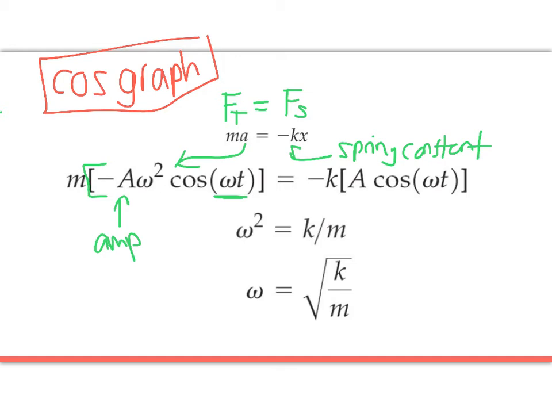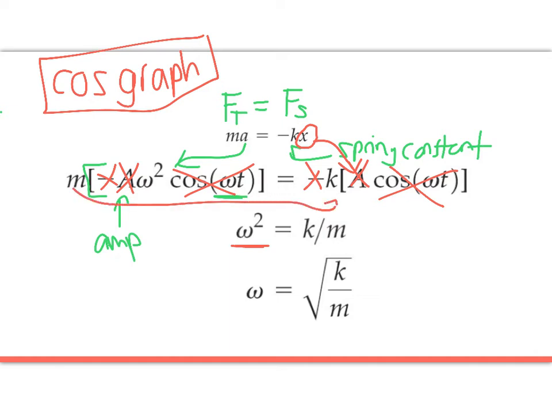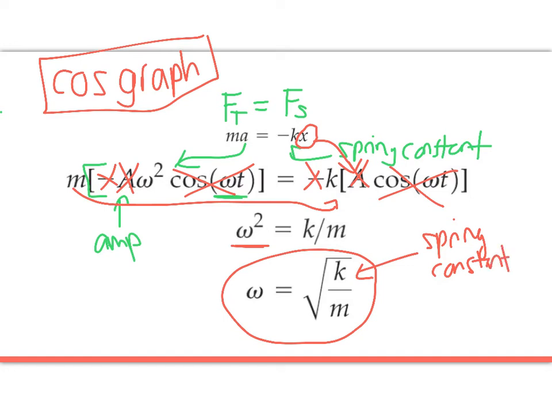On the other side, we have negative k, we'll keep that there. And then from the previous slide, we have cosine of angular velocity times time. That's giving us this x. Now from here, we can actually cross a lot of things out. We can get rid of the negatives, the amplitude, and the cosine of angular velocity times time. So all we're left with is angular velocity squared equal to k over m, and all we did was move this over to the other side. So another way to write our angular velocity for simple harmonic motion is the square root of k, our spring constant, over the mass of that object moving back and forth.